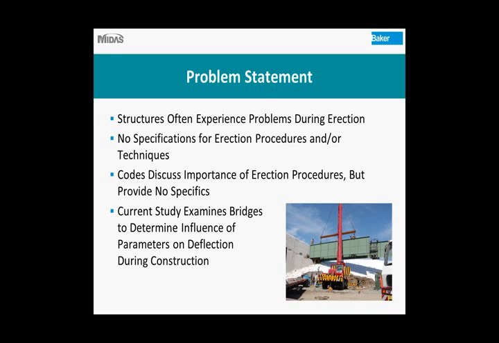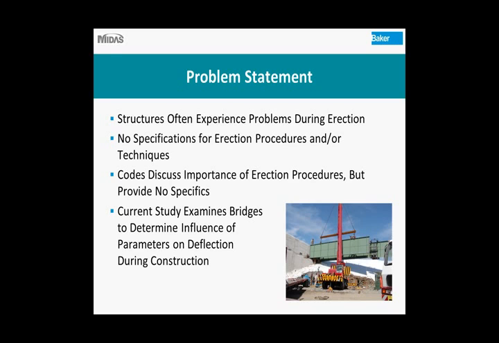Horizontally curved steel I-Girder bridges often experience problems during erection. Currently, there are no specifications for erection procedures or techniques. A lot of codes have been updated in the past few years to include sections that state how important it is to analyze your curved girder structure during construction and make sure you're aware of any possible unwanted stresses or displacements that could occur during erection. But the codes don't provide any specifics about how you should actually construct bridges.